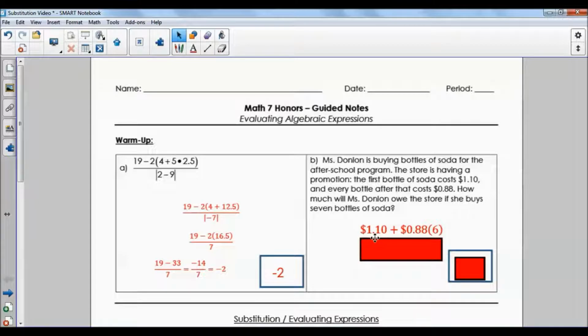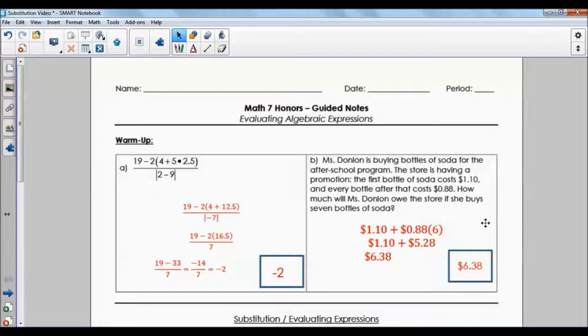$1.10 is for our first soda, the first bottle of soda. And then I did 88 cents times 6, because if she's buying 7 bottles of soda, it's $1.10 for the first one, and then the rest of the 6 are 88 cents. So from there, I multiplied 0.88 times 6 to get $5.28, added $1.10, and then our final answer is $6.38. Hopefully both of those went okay.